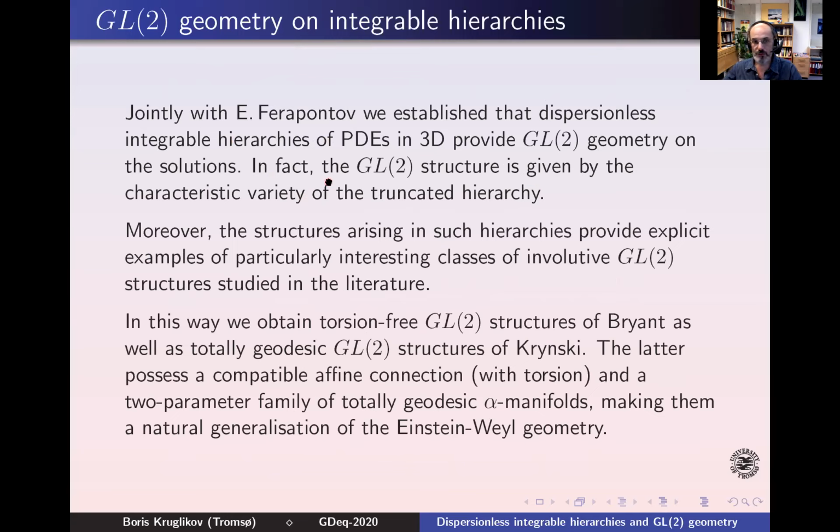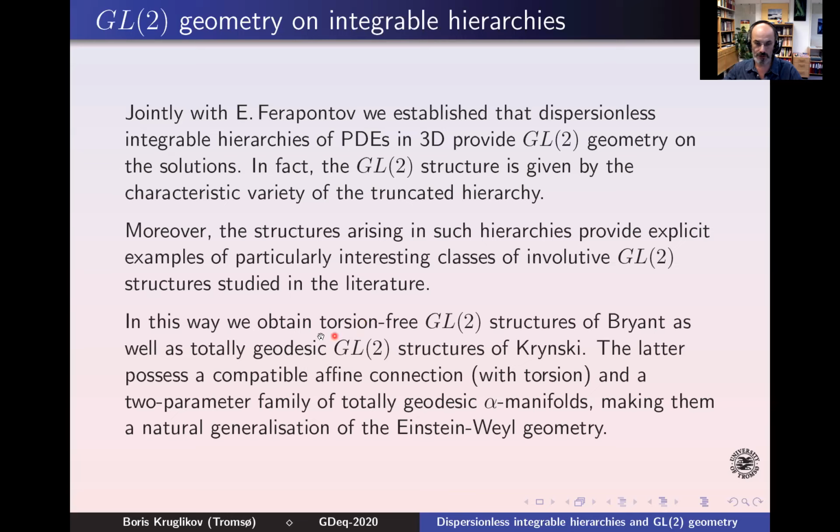Okay, and in fact, this association of a GL2 structure is very simple. It's just the characteristic variety, and I will show in examples how to see it. We just truncate the hierarchy, get a finite-dimensional manifold, and then get the GL2 structure. The structures which arise are of a special kind. They are involutive GL2 structures, and this was popular in the literature.